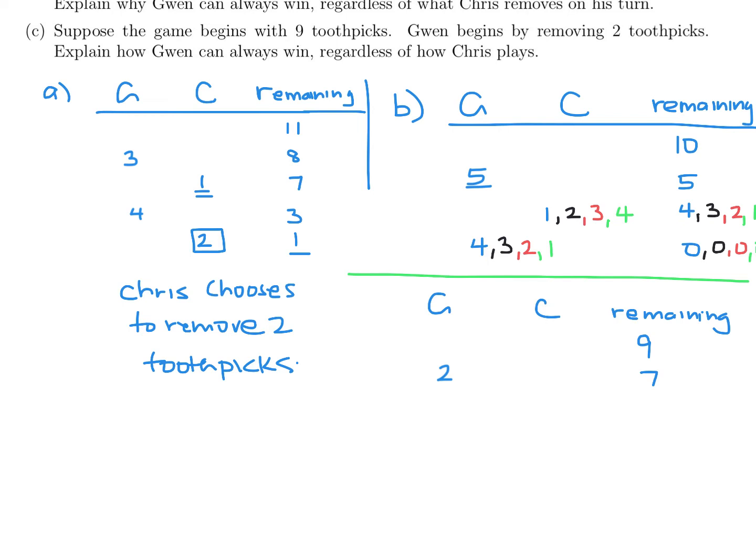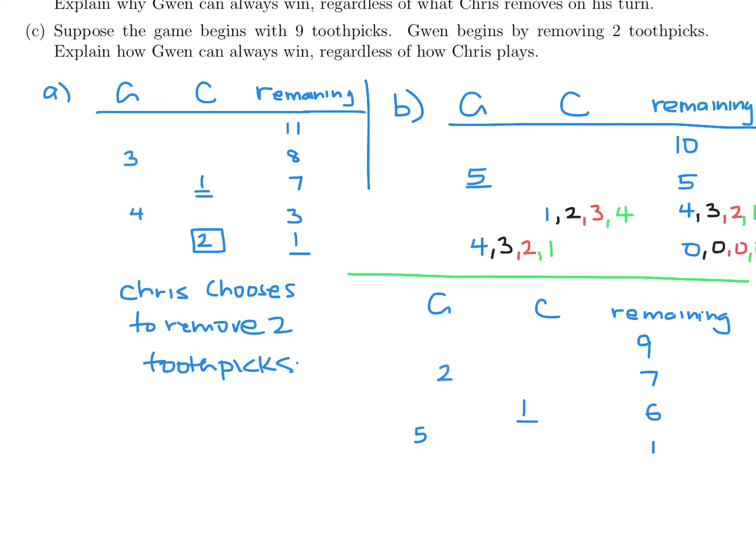Okay, so then we've got to figure out, no matter what Chris does, Gwen can always win. Okay, so let's say Chris removes 1 toothpick. There's 6 remaining. And then the maximum that Gwen could remove is 5. And then if she does that, there'd be 1 remaining. But Chris cannot remove that last one because he's already removed 1. So he cannot remove 1 again because of that rule. So that means Gwen wins.